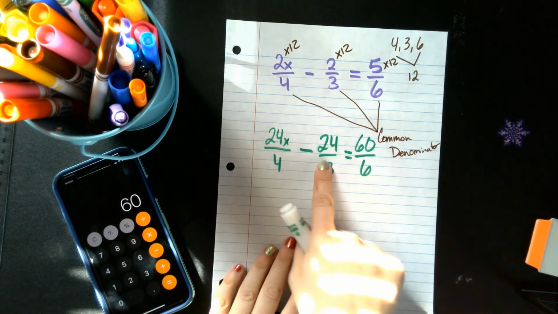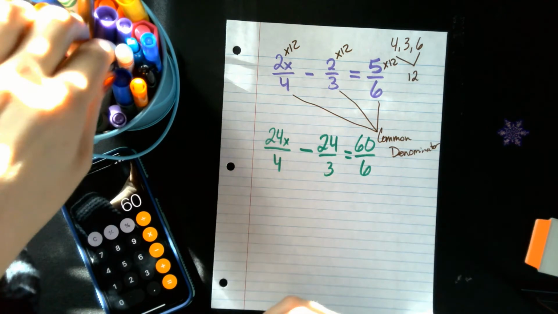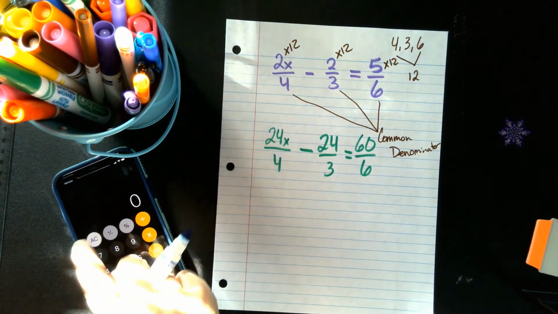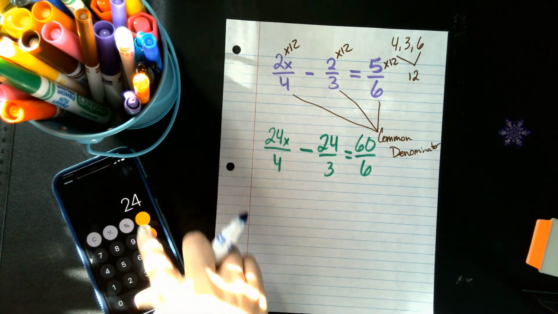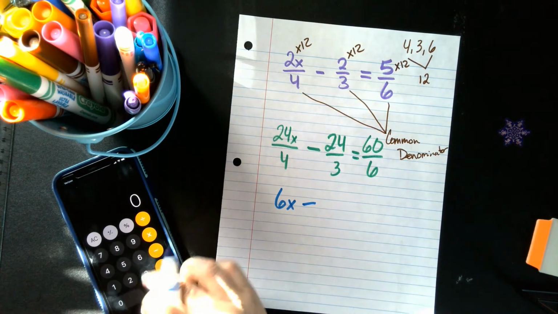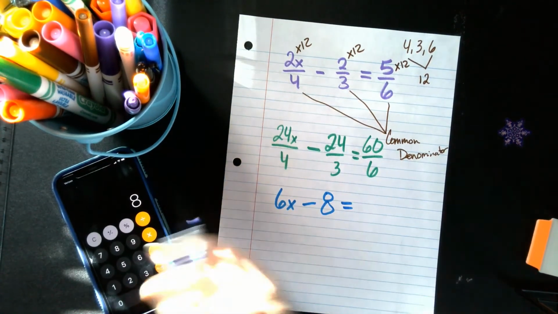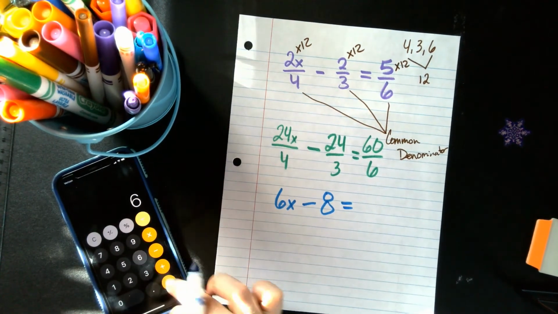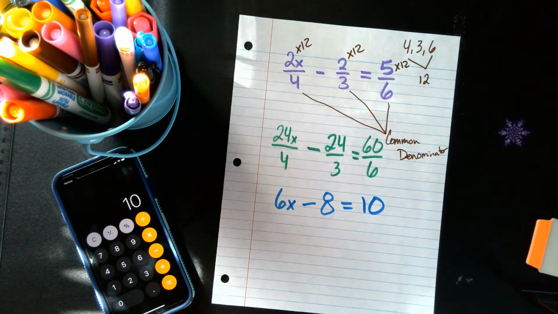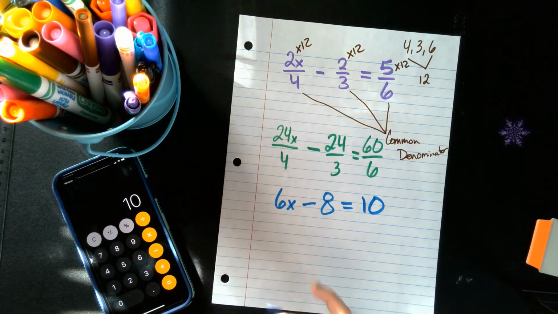Like we talked about, these fraction signs mean division. So now I'm going to divide. Let's do the division in blue. 24 divided by 4 is 6x minus 24 divided by 3, which is 8. And then 60 divided by 6 is 10. I just want you to know I can do all of this in my head. I'm doing it in the calculator just so you know where I'm getting my numbers from.